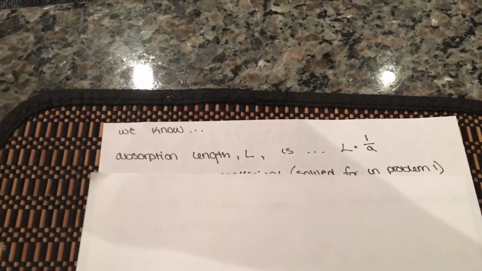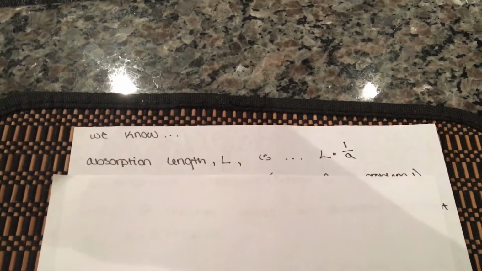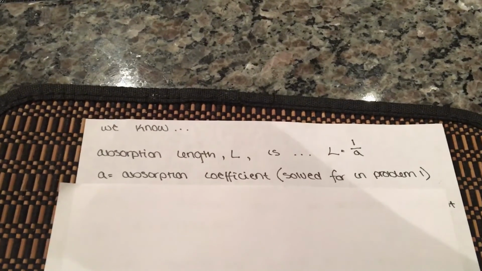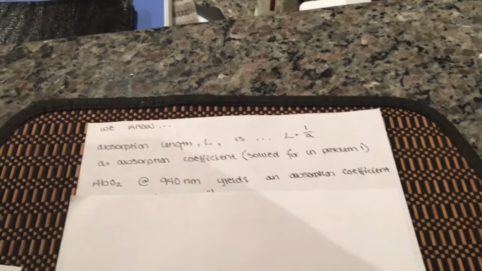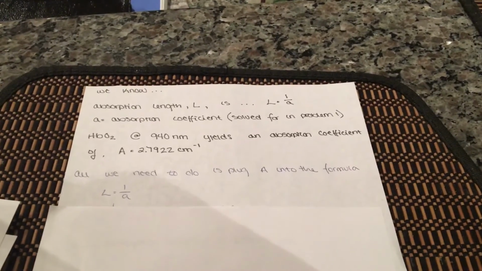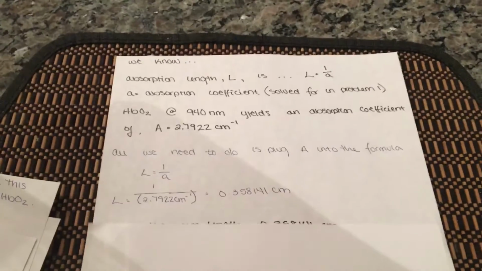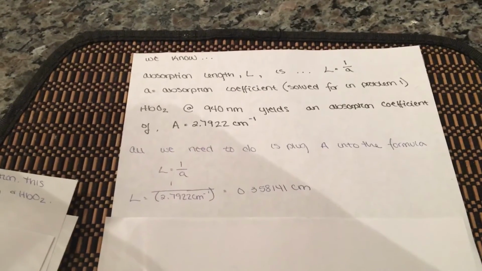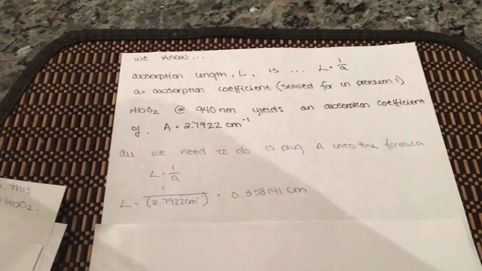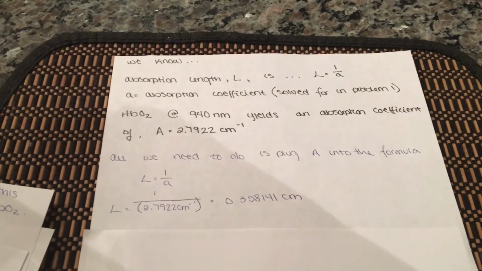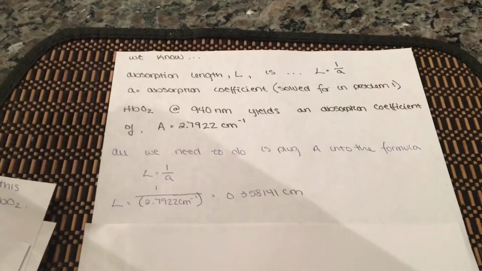All right, so what do we know? We know the absorption length L is equal to 1 over A. A is the absorption coefficient. We solved for these in problem 1. Oxygenated hemoglobin at 940 nanometers yields an absorption coefficient of 2.7922 centimeters. All we need to do is plug A into the formula, L equals 1 over A. So L equals 1 over 2.7922 centimeters. Plugging this into my calculator, I got 0.358141 centimeters.